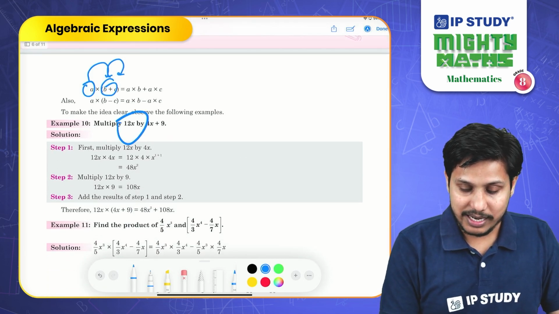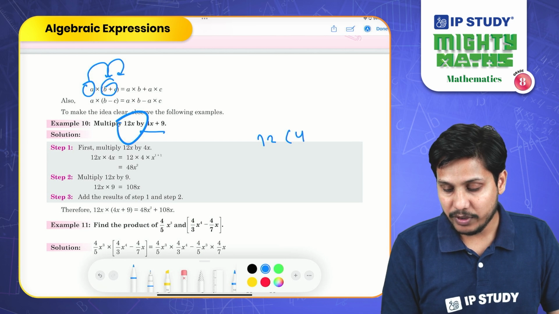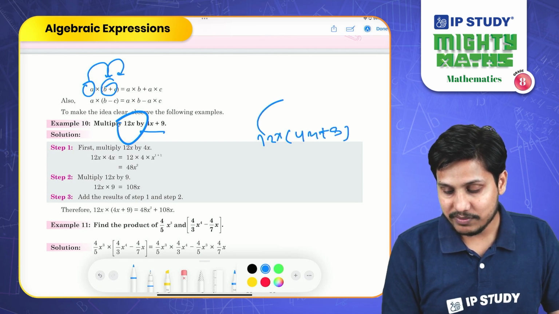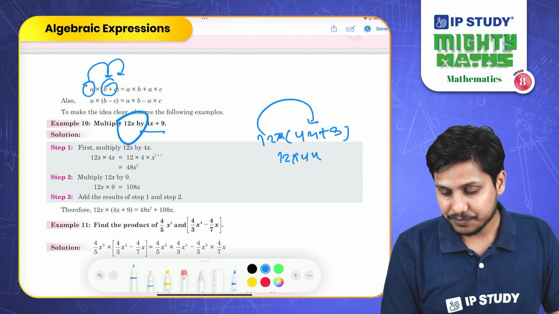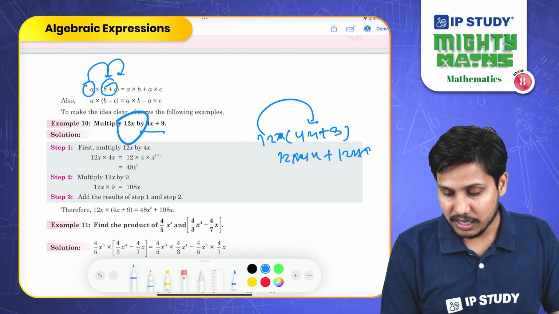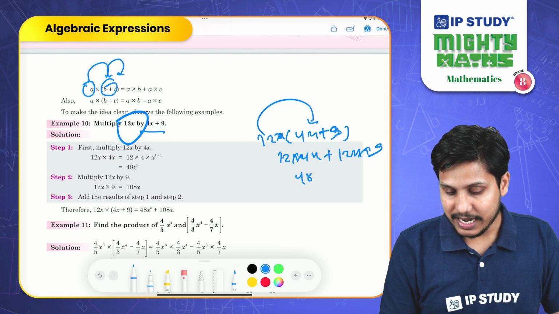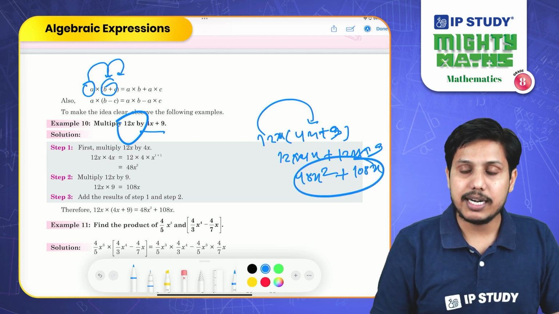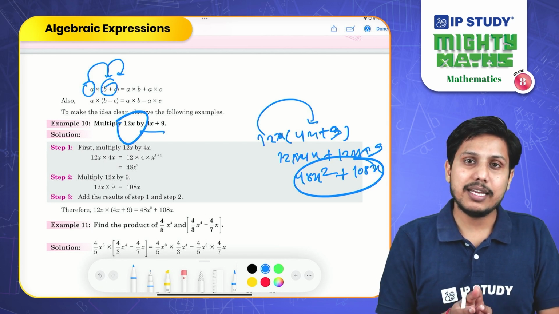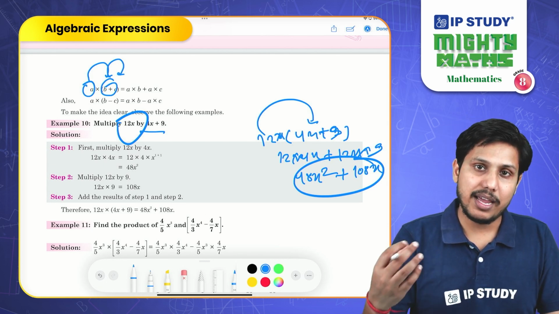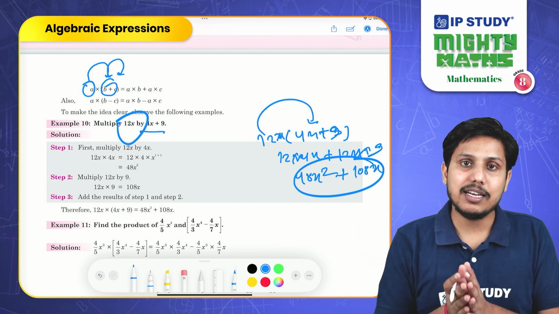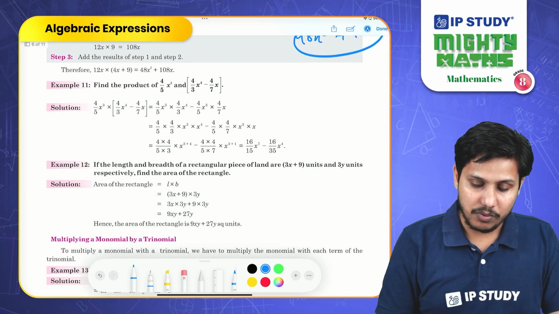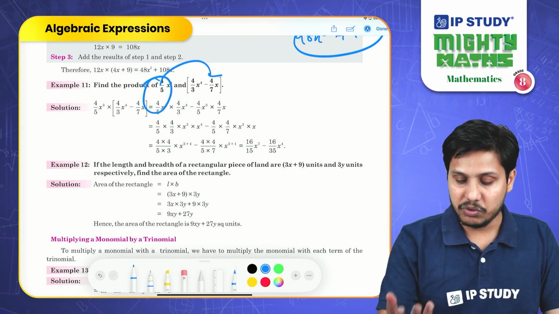Let's suppose we have 12x and we have to multiply it by 4x plus 9. In that case, 12x will be multiplied with 4x first, and then 12x will be multiplied with 9. So it will be 48x square, and here it will be 108x. Together the expression will be 48x square plus 108x. So instead of multiplying them in one go, we multiply one by one and then simplify the final expression that we got. Now here we have a similar example that you can go through.